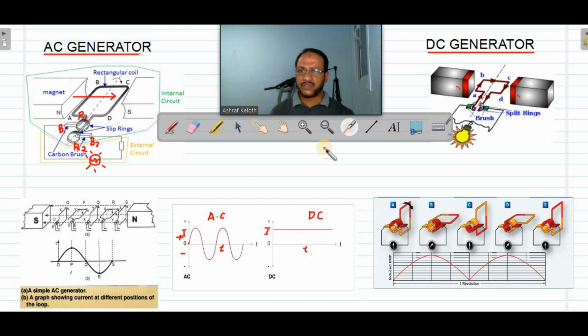Now the working of this one. What is a generator? A generator converts mechanical energy into electrical energy. Yeah, mechanical energy into electrical energy. So for mechanical energy we need some external mechanical force, isn't it? So usually through the rings one axle will be there. You can see a dotted line here. This dotted line is an axle.